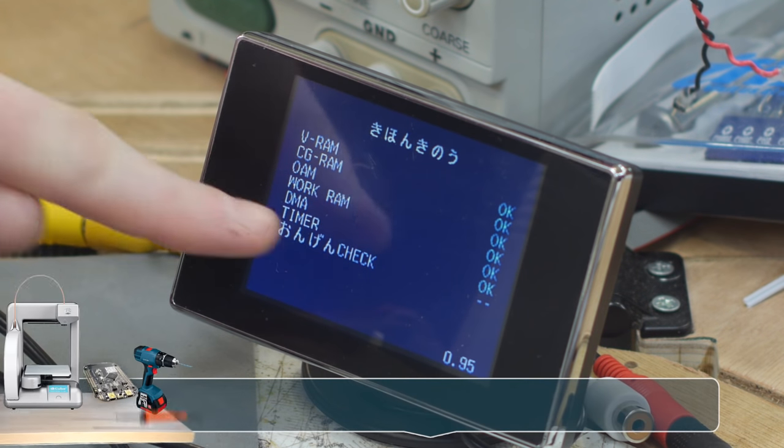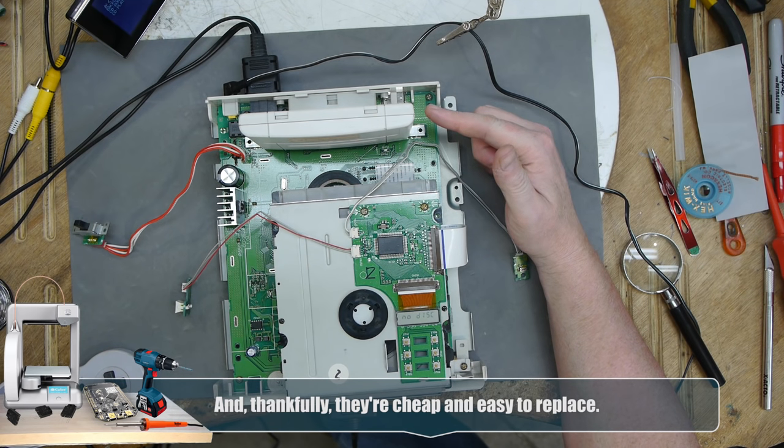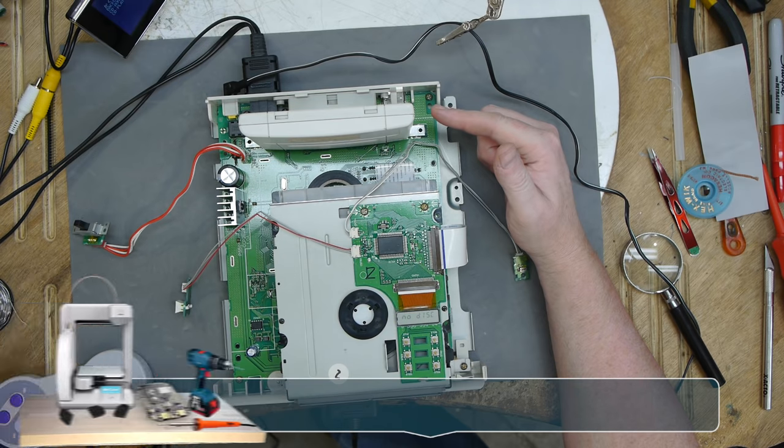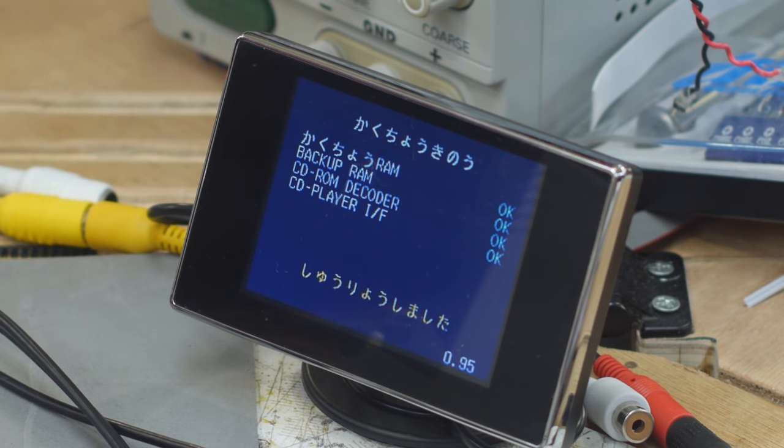Let's try the self-test again. All right, everything's checking out okay. Sound source check, that's what that means. Extension RAM in here. That one failed a couple times. Let's see if it works today. But the ones we're looking for are the CD-ROM. Hey, there we go, everything's good.